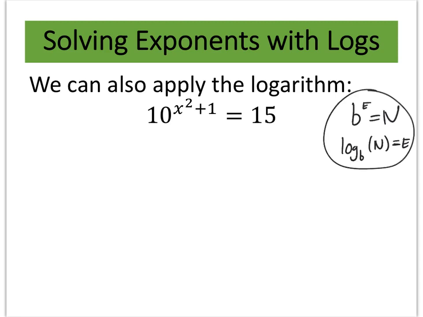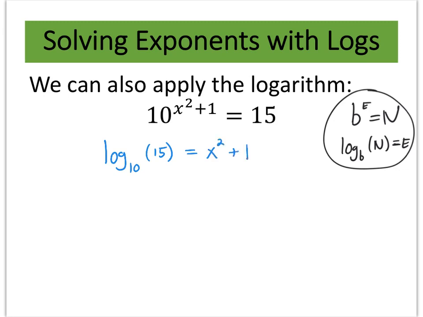So it looks like we've got the base of 10, an exponent of x squared plus 1, and it equals some number. So the first thing is that it is in this format. So I'm going to just straight off the bat convert it into a logarithm because that will make things a little bit easier. So it's going to be log base 10, the same base, of 15 equals the exponent. The exponent is x squared plus 1.